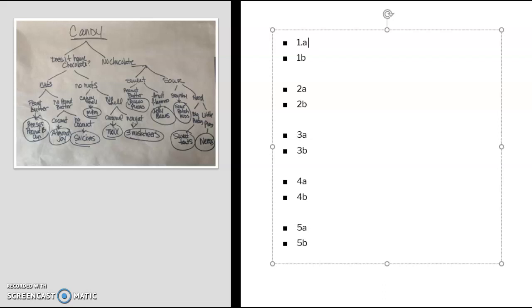Now you're going to figure out what your first question was. If you look here, my main category was candy. The first question I asked myself was, does it have chocolate or no chocolate? That's what we're going to put in our dichotomous key: has chocolate, or has no chocolate.